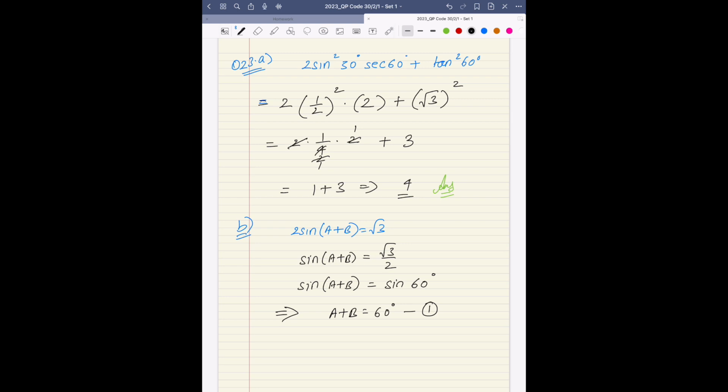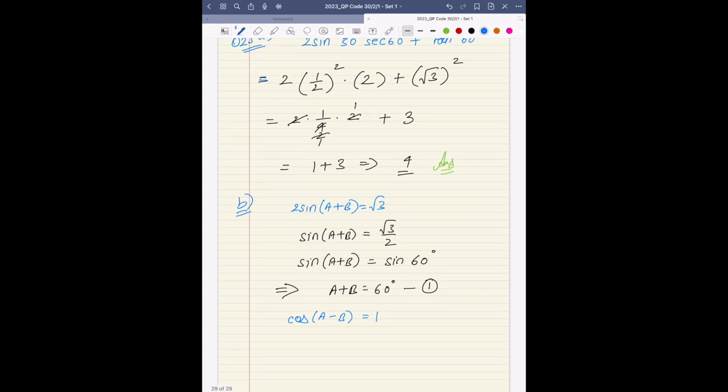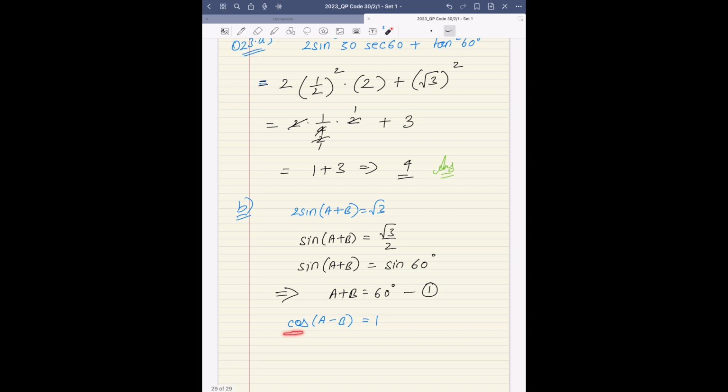Similarly, you have another one as cos A minus B is equal to 1. Same logic, we need to get rid of cos. What is 1 in cos angles? If you recall, it is cos of 0 degrees, which implies A minus B will become 0, or A is equal to B. In short, whatever your A comes, your A is equal to B.